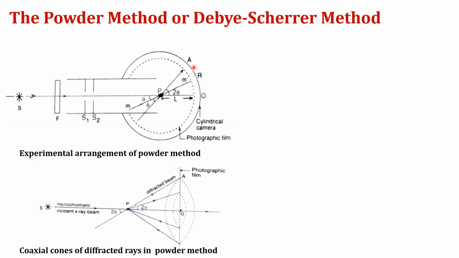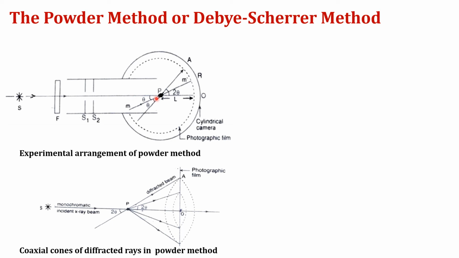Suppose that point A is at a distance r from the center point O. At the point O, when the direct X-ray beam strikes the film, that point is O. On either side, the different diffracted X-ray beams strike the film at different points, and the resulting film shows different arcs on it. Now see here, before that we explain the principle of that experiment.